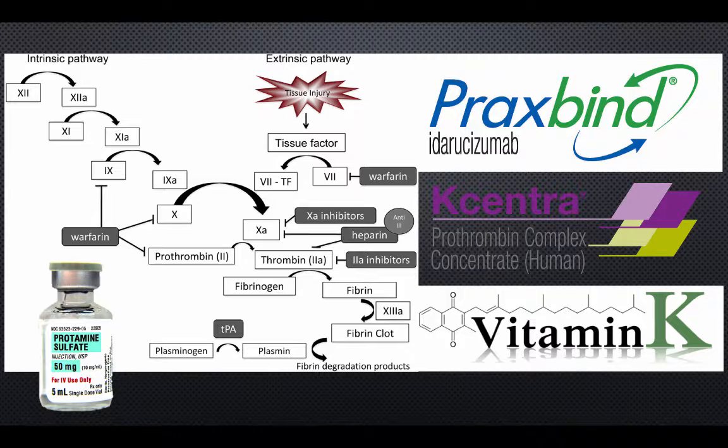Protamine sulfate is used to reverse heparin or low molecular weight heparins. Reversal of factor Xa inhibitors is complicated. A number of reversal agents are in various stages of FDA approval, including idarucizumab, ciraparantag, and andexanet alfa.